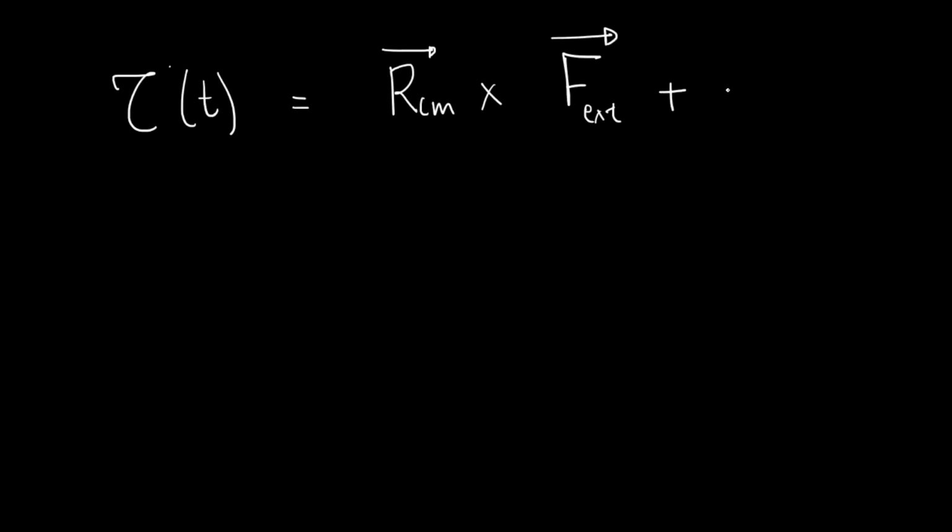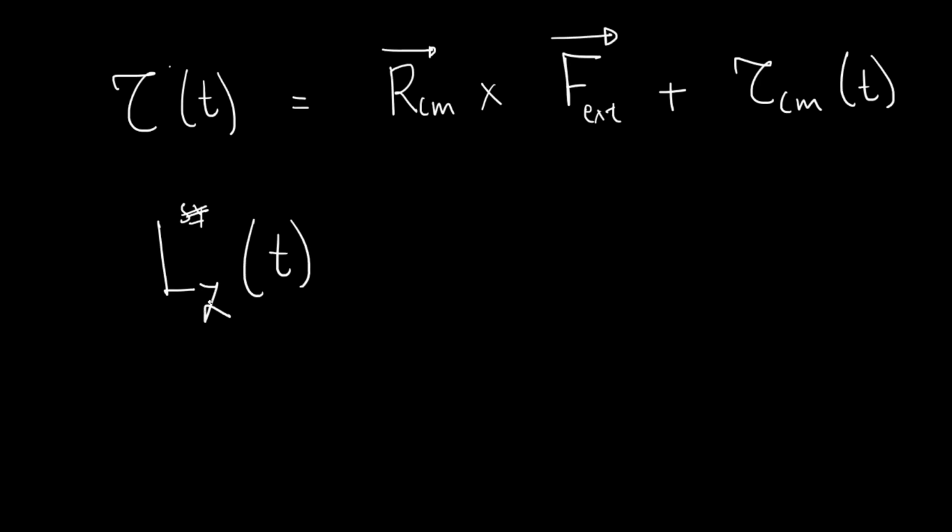Torque at any instant of time, a frozen instant of time, is equal to R_CM cross the total force external on the system plus tau CM, the torque about the center of mass of the forces at that instant. The other one is equally interesting or more interesting, that is the angular momentum of the rigid body at that instant of time.